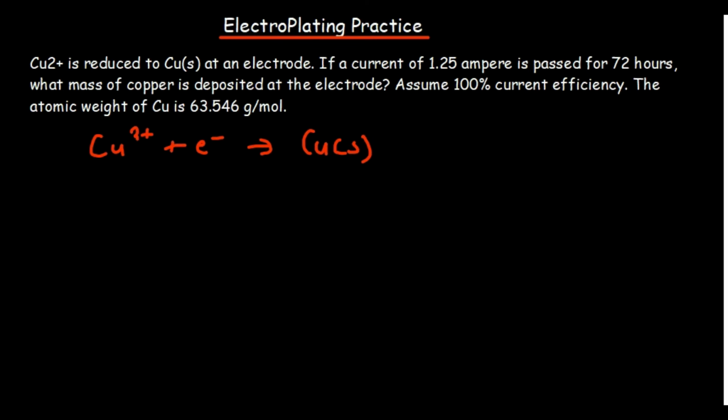Okay. So 2 electrons are basically what is gained in this case, since it's copper 2 plus. And then if a current of 1.25 ampere is passed for 72 hours, what mass of copper is deposited at the electrode? Assume 100% current efficiency. The atomic weight of copper has been given.